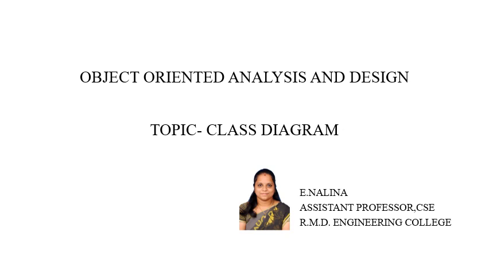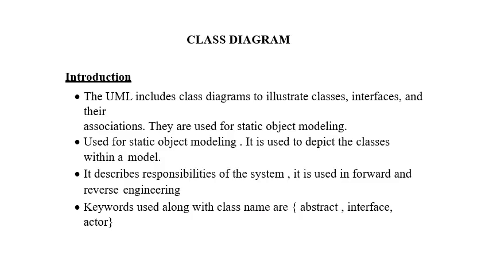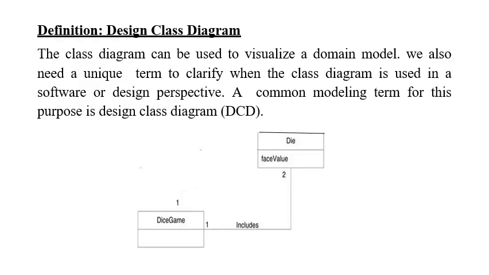I am going to discuss the topic class diagram in the subject Object Oriented Analysis and Design. So what is a class diagram? The class diagram includes the classes, interfaces and associations, and it is a static object modeling. It depicts the classes with a model. It describes the responsibilities of the system in forward and reverse engineering. In the class diagram, we can visualize a domain model. This is an example of the class diagram, how it is done.